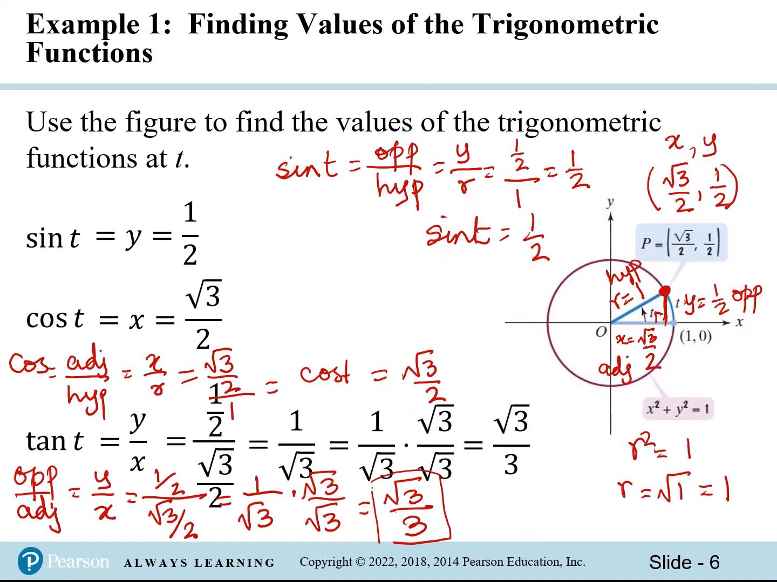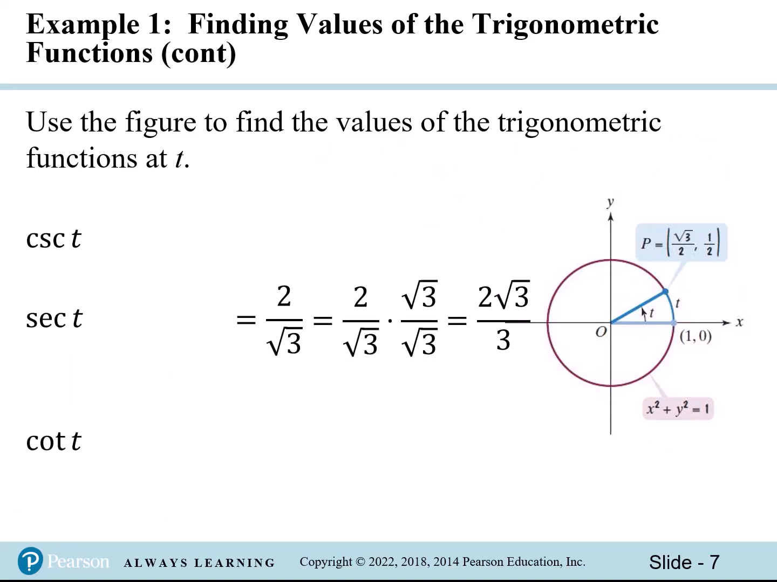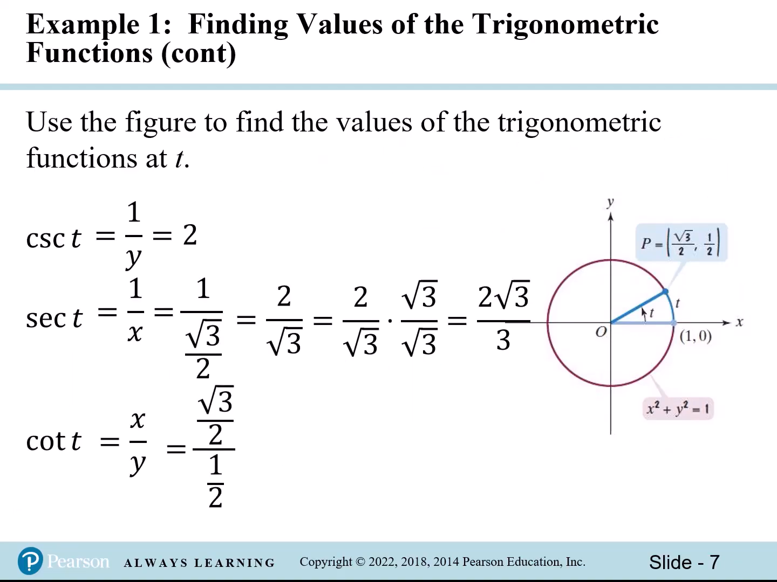Now let's see what the reciprocal functions of sine, cosine and tangent would be for the same central angle t, the same unit circle and the same coordinates for point P. So let me write those coordinate values because we are going to use them again. Square root of 3 divided by 2 was the value of x and 1/2 was the value of y.